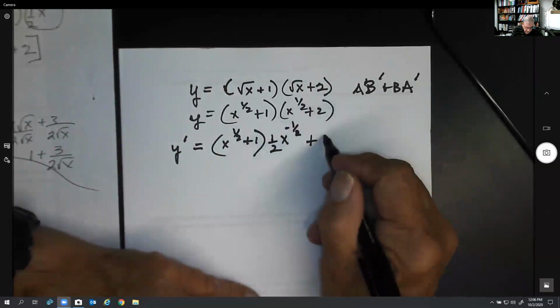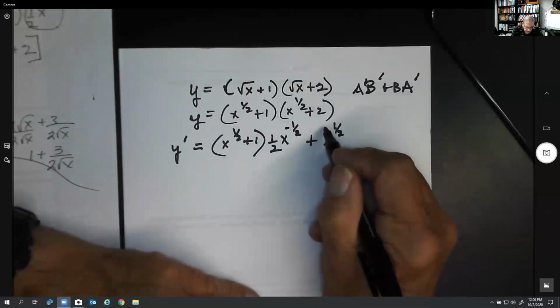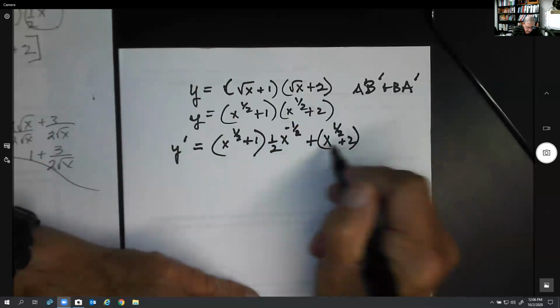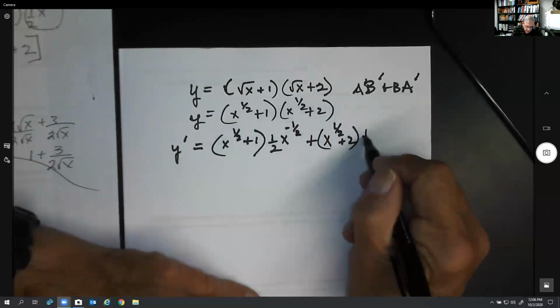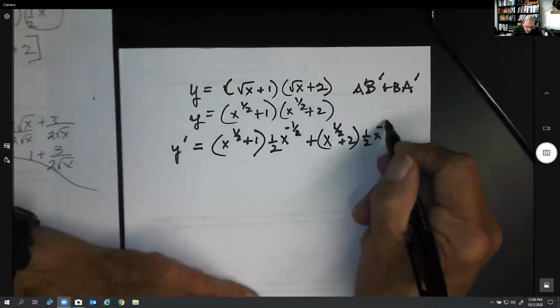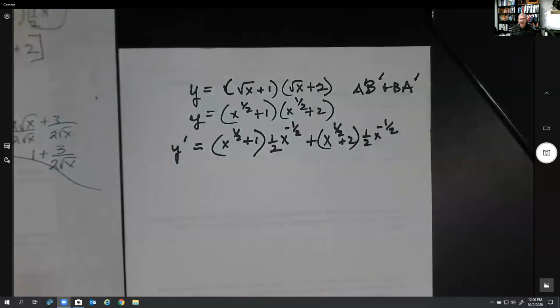Plus the second, x to the 1/2 plus 2 times the derivative of the first, which comes out to be the same, 1/2 x to the negative 1/2. And then you stopped. You don't want to stop right there.